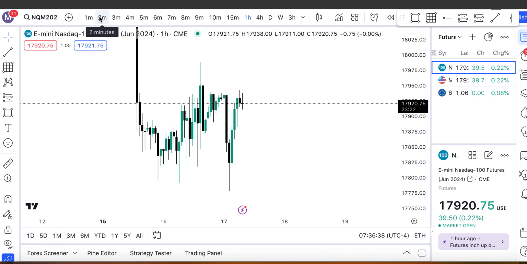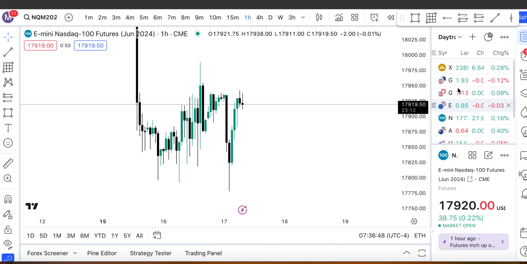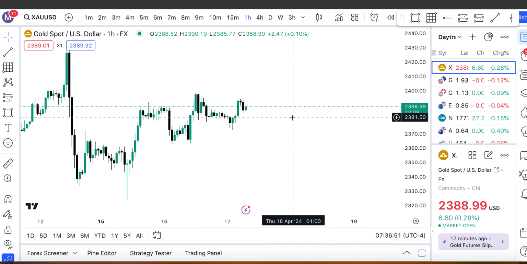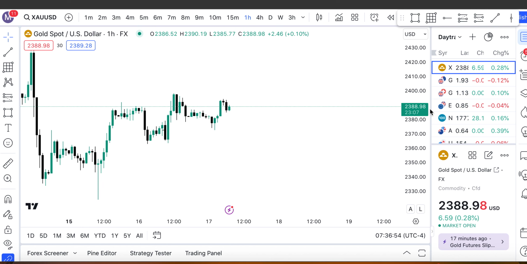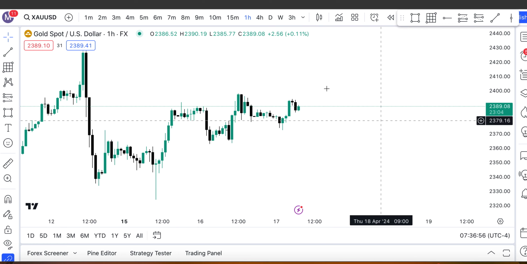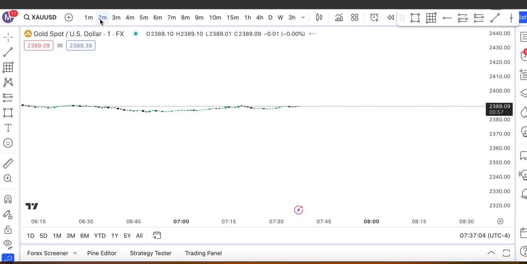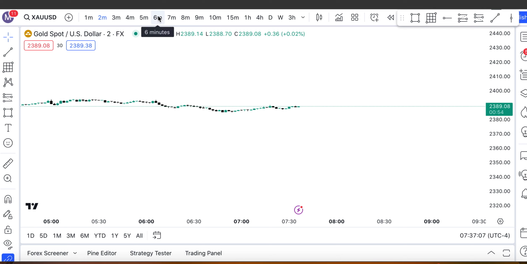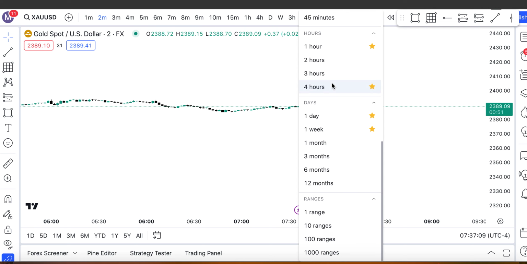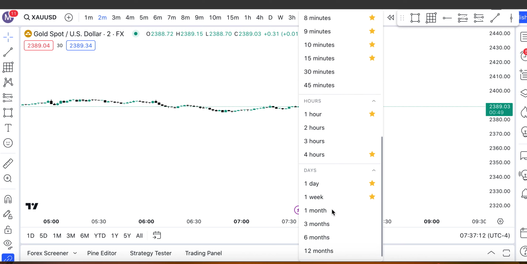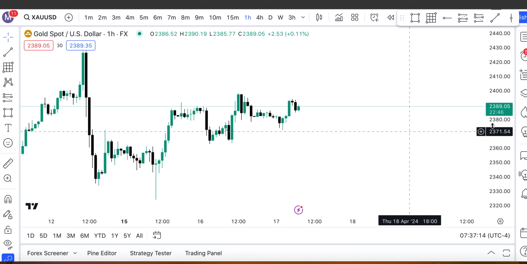Up here, I'm not sure if I've changed my settings, but I'm pretty sure your time frames will be up here on TradingView as well. So time frames are up here. Let me go on gold. You basically can look at any time frame you want. So we've got the 1 minute time frame, 2 minute, 3 minute, 4 minute, 5 minute, and you can just go on any time frame you want. All of these. So let's jump on the 1 hour time frame.